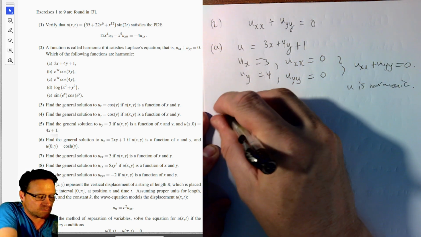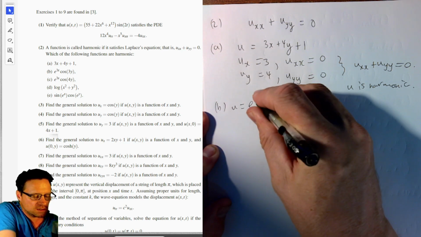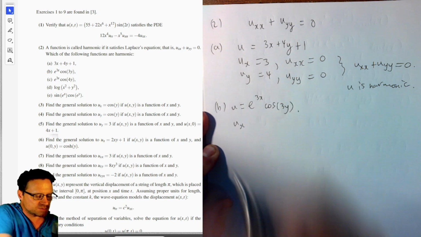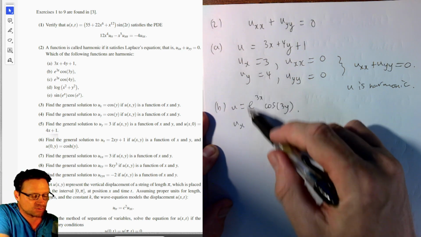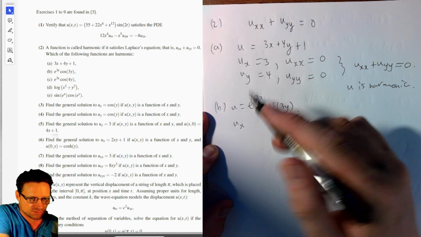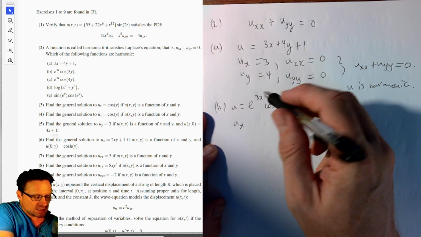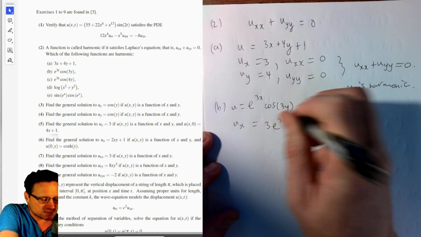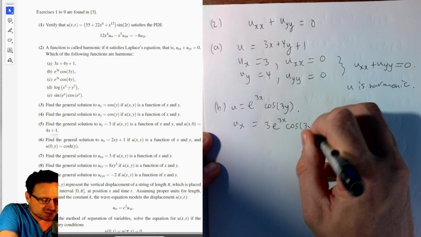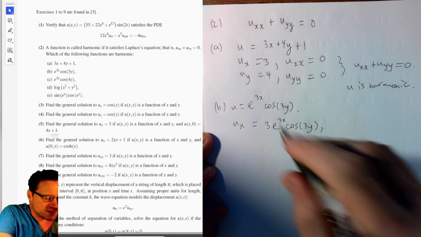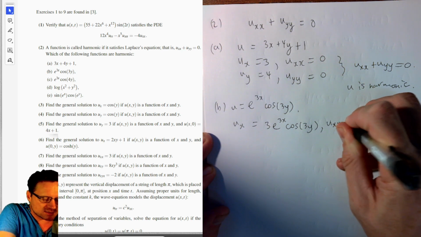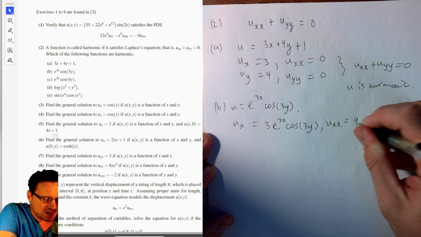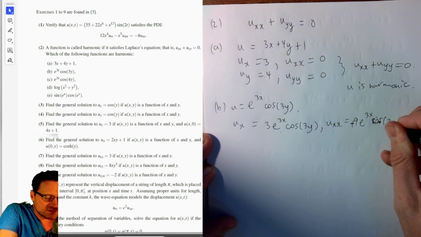Okay, part B. We have a function u equal to e to the 3x cos of 3y. Now differentiating this partially with respect to x, we need the chain rule for this. This doesn't have any x's in it, so it comes through the operator. Differentiating e to the 3x with respect to x partially gives us 3e to the 3x, and then the cos of 3y just comes along. Okay, differentiating this again, u_xx. Now we would need the chain rule on this one, so it brings down an extra 3. 3 times 3 is 9, so we get 9e to the 3x cos of 3y.